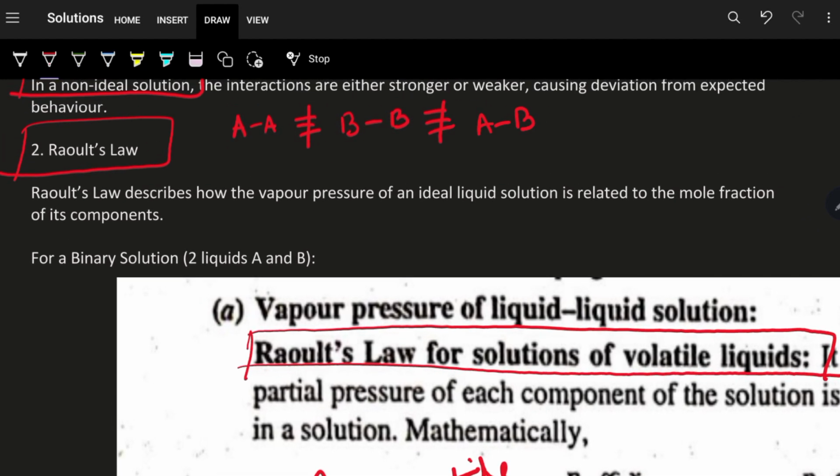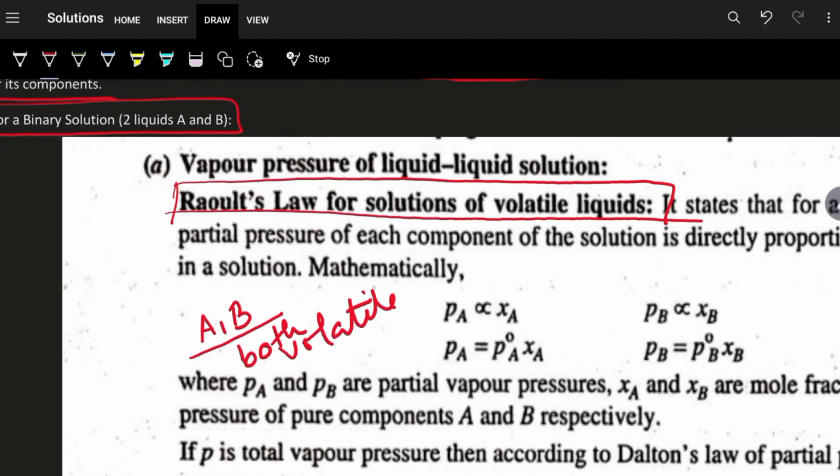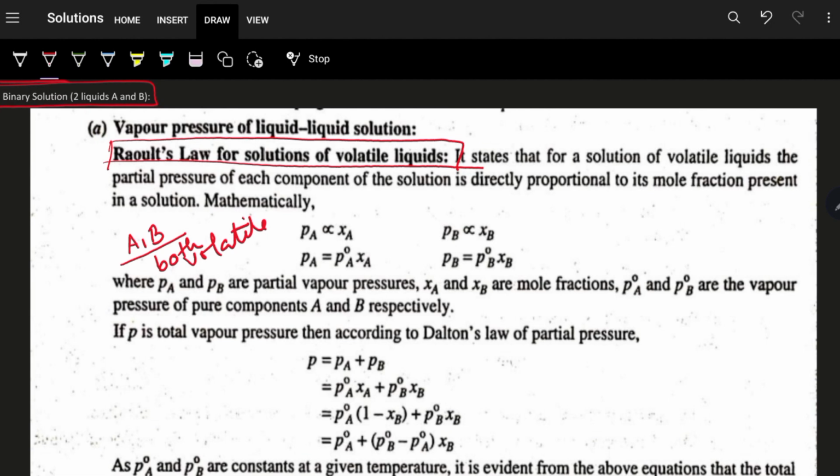For that, we need to see Raoult's law, which describes how the vapor pressure of an ideal solution is related to the mole fraction of its components. For any binary solution, I started the introduction part of my video by telling binary solution, which is in our syllabus. Binary solution means a solution containing two components only. And if I talk about liquid-liquid solution, that means the two components are in the liquid phase. So for the vapor pressure of liquid-liquid solution, we will see Raoult's law.